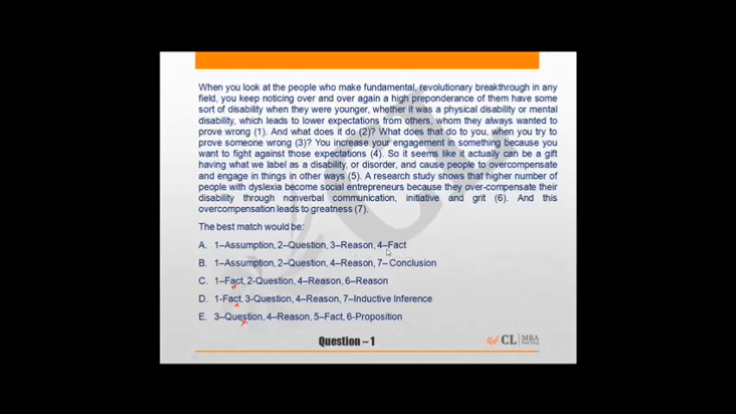Now the fourth statement is a reason according to option B and a fact according to option A. Let's read. The third says, you increase your engagement in something because you want to fight against those expectations. So it seems like it actually can be a gift having what we label as a disability or disorder, and cause people to overcompensate and engage in things in other ways. So as we can see, the third is also a reason and the fourth is an extension of that reason. So clearly the answer to this question is option B. The fourth is therefore a reason and not a fact.